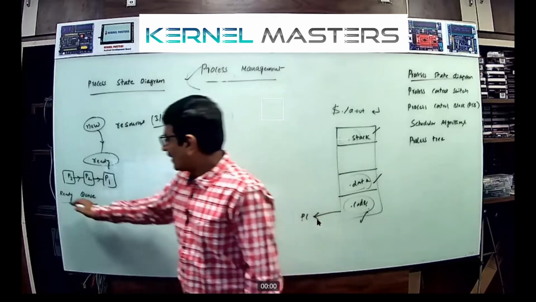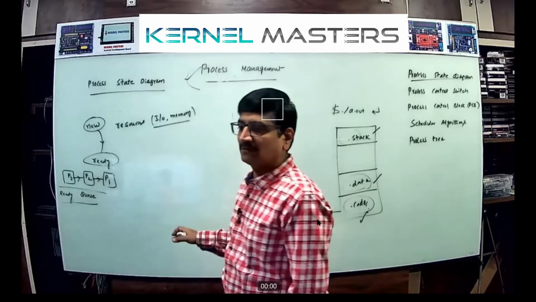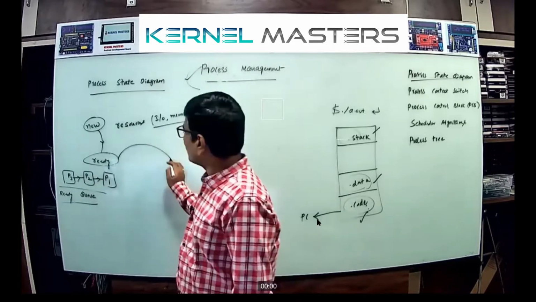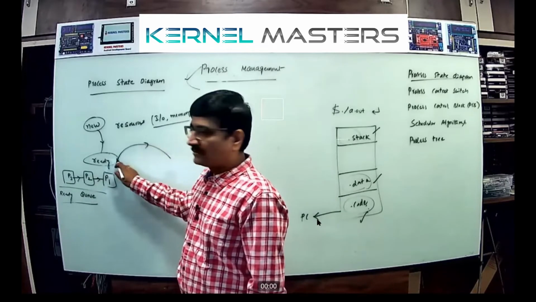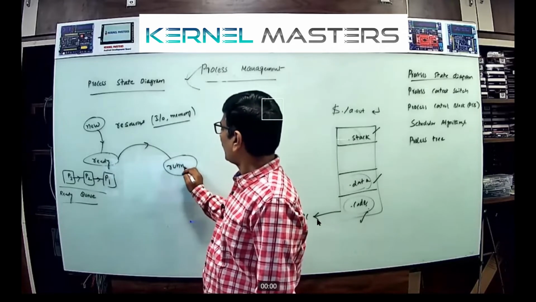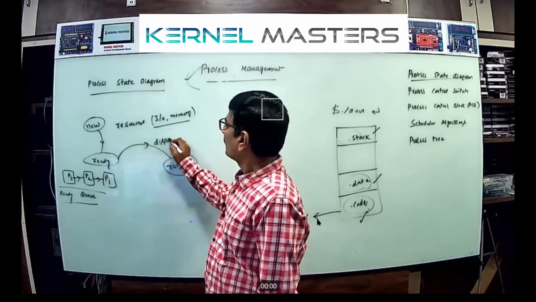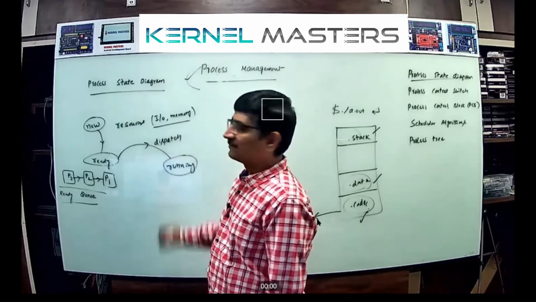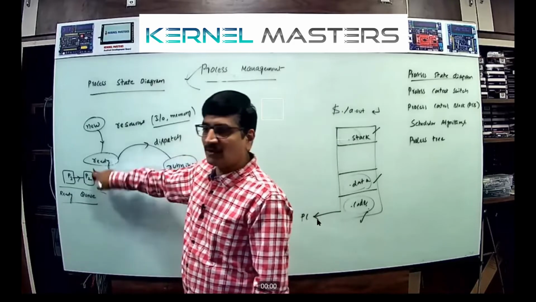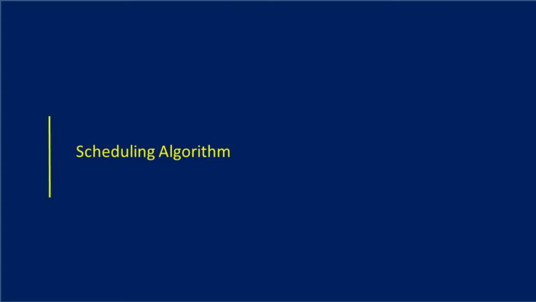So now we need to assign a process to the processor. Dispatch a process to the processor. That is called the running state. We call it dispatch. The process is dispatched from here to here. The job that does this needs an algorithm, called the scheduling algorithm.